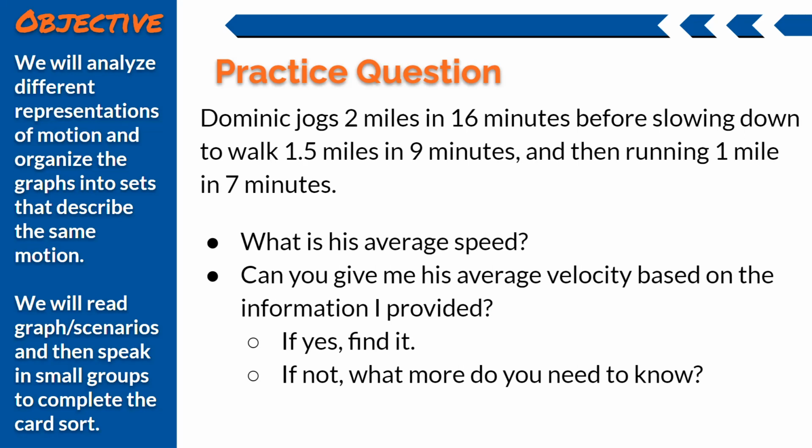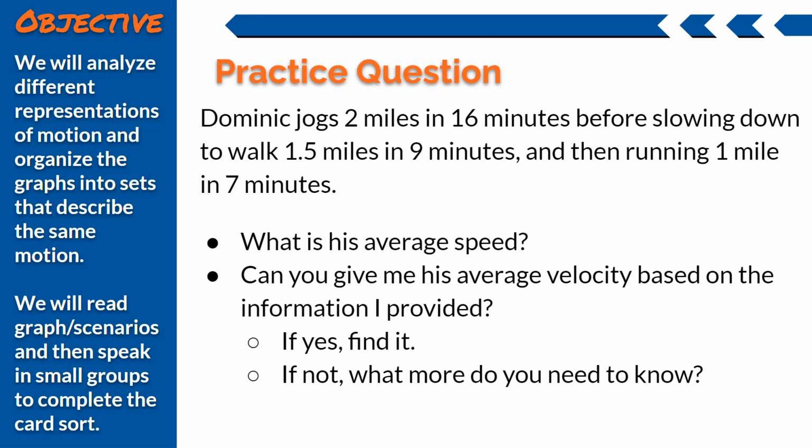Follow-up question, can you give me his average velocity based on the information I provided? If yes, what is it? If not, what more do you need to know? You need to know where he's starting. Okay, I don't necessarily need to know where he starts, but I do need to know which way he goes. Okay, I can't give you an average velocity because I don't know if he's running in a circle, and if so, his displacement and his distance aren't going to be the same, or if he's running in a straight line. If he's running in a straight line, my velocity would be exactly the same as my average speed. I'd just tack a direction on the end. But numerically, the magnitudes would be equal. But I don't know that because I don't know if he's going on some crazy path.